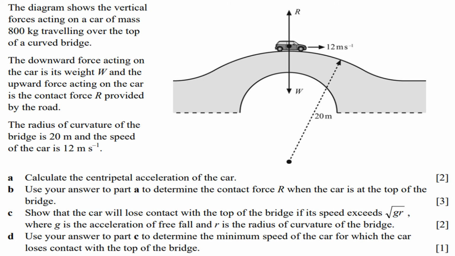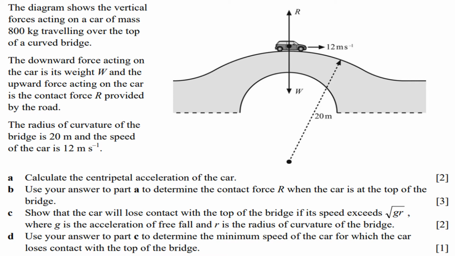This is the question we're looking at today then. We've got a diagram showing the vertical forces acting on a car of mass 800 kilograms, traveling over the top of a curved bridge. The downward force acting on the car is its weight, and the upward force is the contact force provided by the road. The radius of curvature of the bridge is 20 meters, and the speed of the car is 12 meters per second. There are four parts, and we'll go through the four parts.